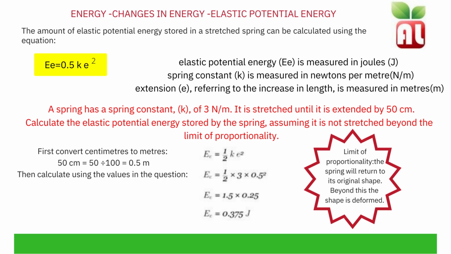The limit of proportionality is the point at which the spring will no longer return to its original shape. Beyond this, the spring is said to be deformed. This happens when you stretch a spring so much it will not return to its original shape.